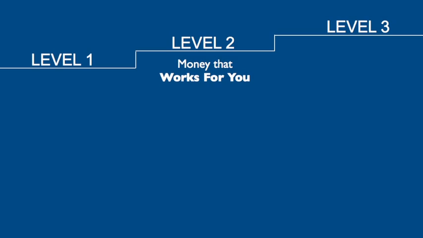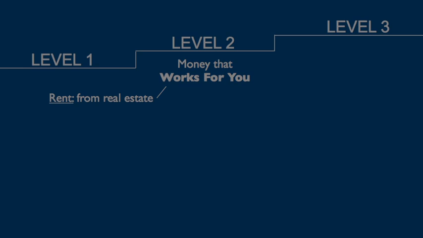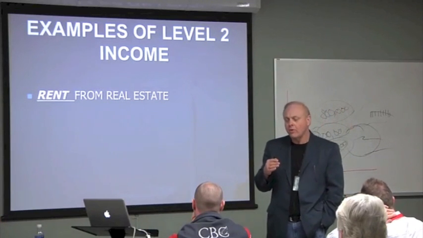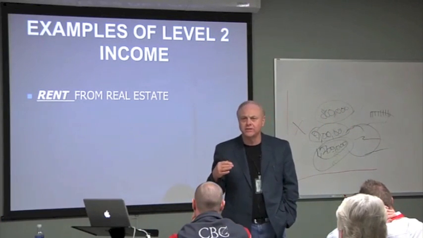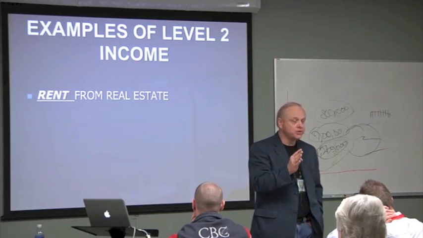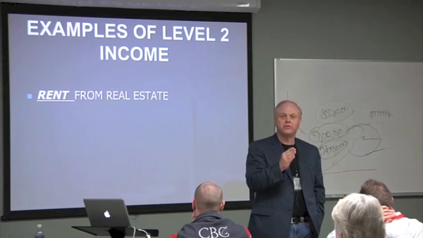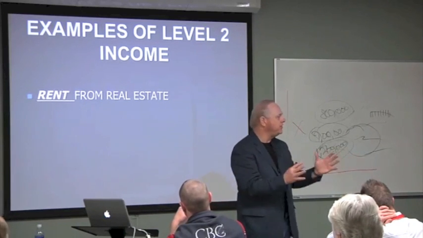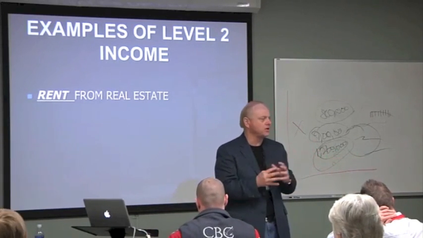Now, let's look for a minute at examples of level two income. Rent from real estate qualifies as what we would call level two income. When we say rent from real estate, we are saying a couple things here. One is we're going to show you how you determine, by your ratios, that you have positive cash flow out of your rents. That's a key thing about how you do that and what that looks like.